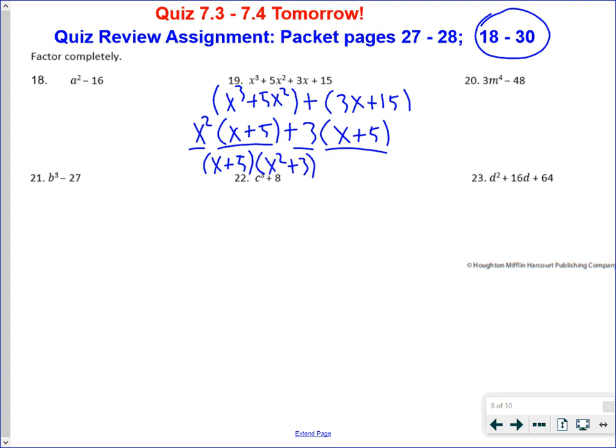And that's our factored form. We can't factor out any more than here or any more from here. So this is where we stop. Next is number 20.